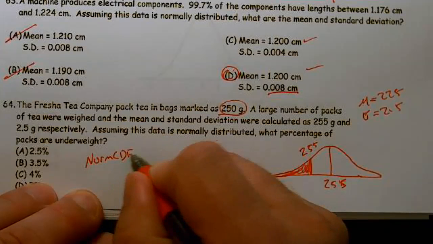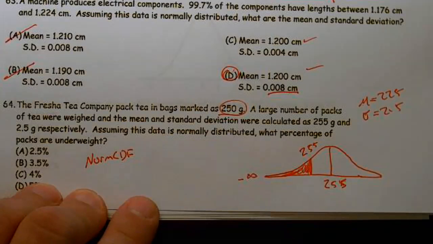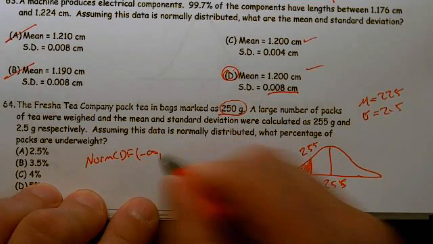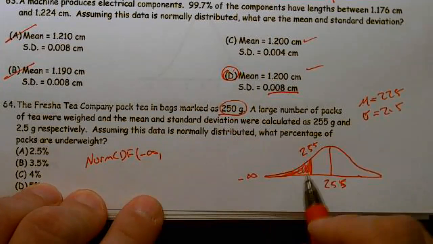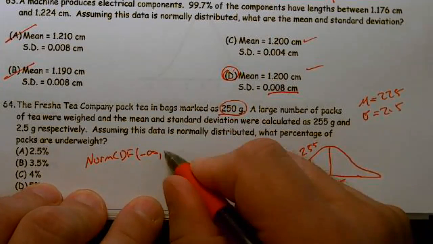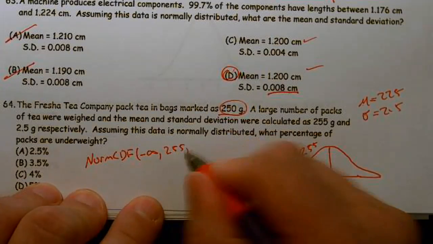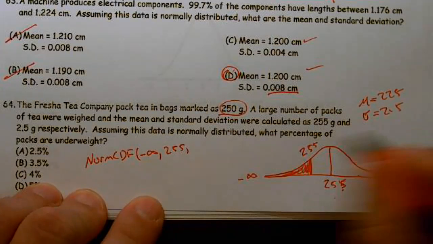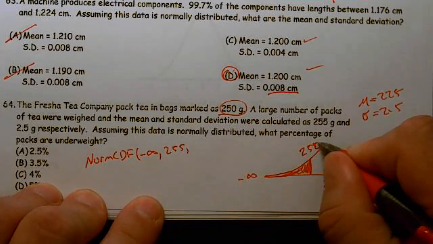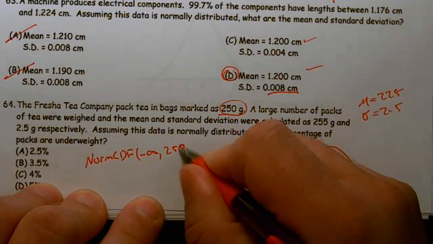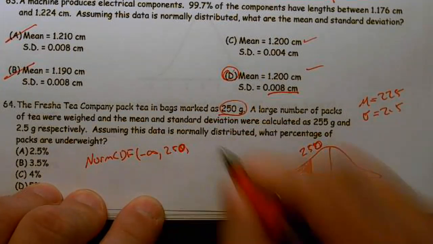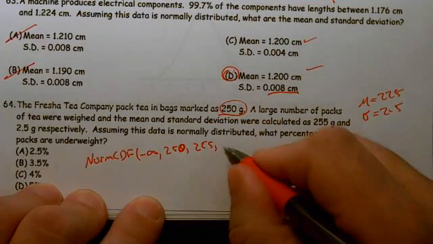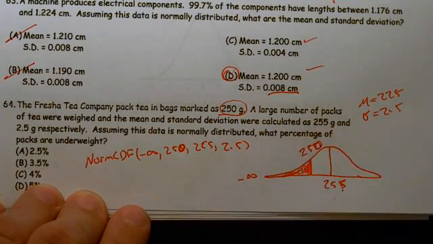CDF because we're working with a normal distribution. Our lower bound is negative infinity, which we use negative 99999. We're going to shade all the way up to 250. That's our upper. Our mean, I said that wrong. This should have been a 250. Our mean is 255. And our standard deviation is 2.5.